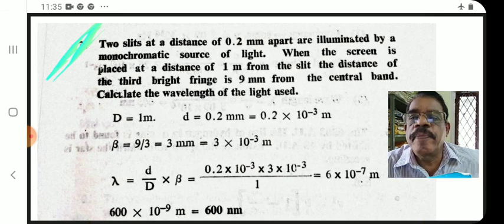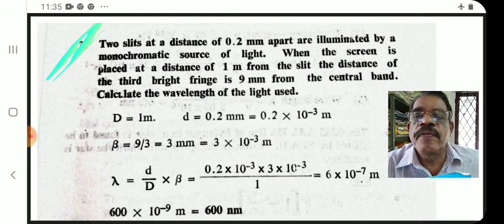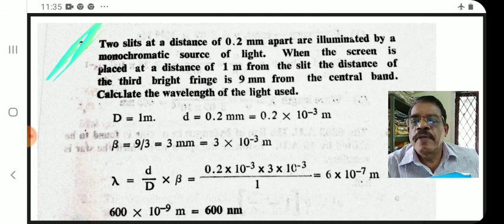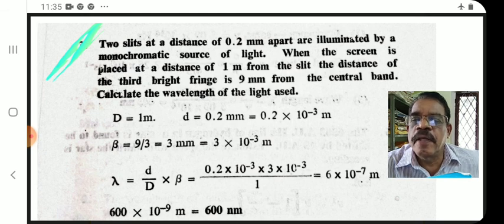A similar problem. Beta is x by n, 9 millimeter by number of fringes, 3. Here the third fringe is given. So beta is equal to distance by number of fringes, 9 by 3. You can do it as x by n, for any fringe. Beta is x by n, which is 3 millimeter, 3 into 10 raised to minus 3 meter. Capital D is 1 meter.